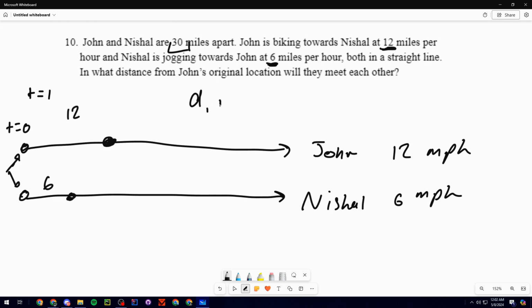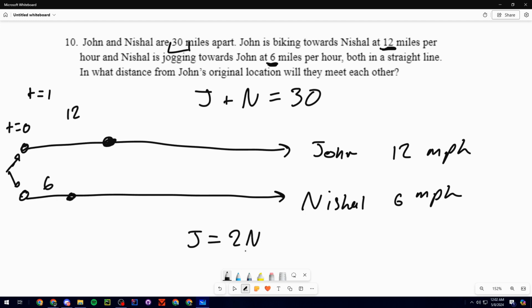So I'll just have that as variables: John plus Nishal is equal to 30. But like I said, for every 1 mile John goes, Nishal goes 2 miles. So I'll just say 2n.